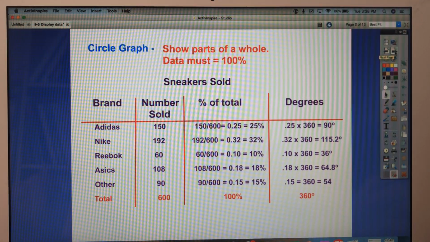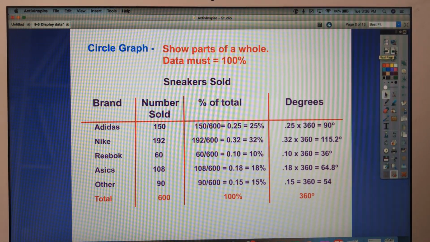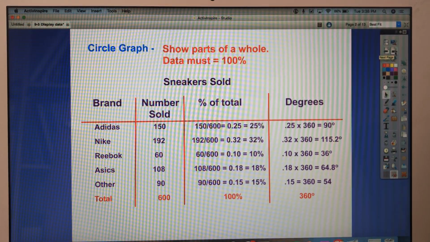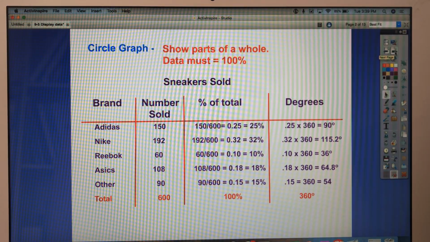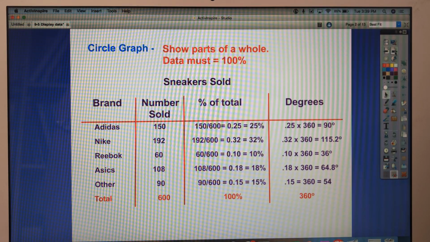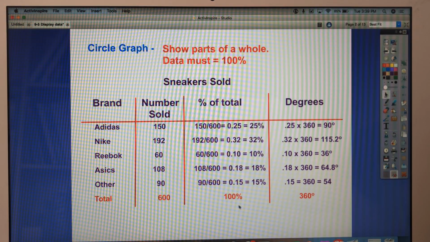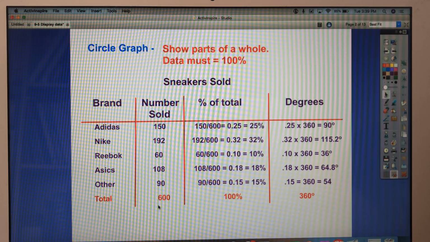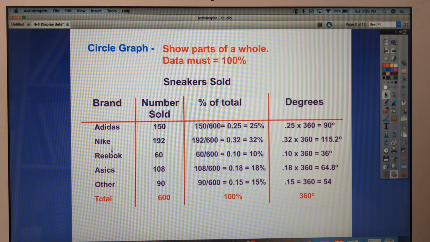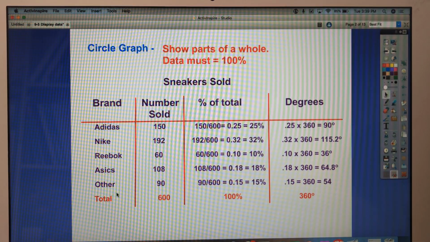The circle graph. The circle graph is by far the most complicated. When you have a circle, you are showing 100% of the data. So each portion of the circle, when put together, has to equal 100% of the data, as you see here. So in this example, we have different types of sneakers that somebody could buy. Adidas, Nike, Reebok, Asics, other.